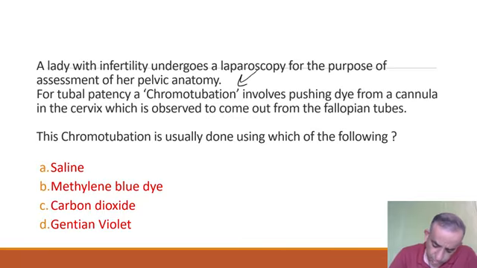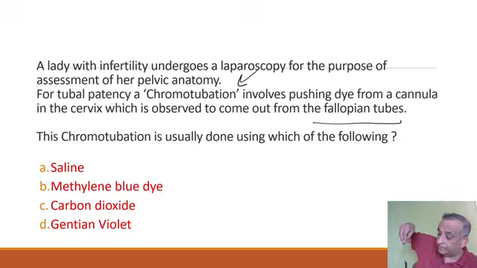For tubal patency, a chromotubation involves pushing dye from a cannula into the cervix, which is observed to come out from the fallopian tube. Basically, there's a uterus here, and in the uterus you're putting a cannula, the Leech-Wilkinson cannula, putting a dye, and the dye has to come out from the fallopian tube. So with the laparoscope I'm seeing over this, and if the dye comes out into the pelvis, we say the tube is open. So what is the color of this dye? What is the dye used for?